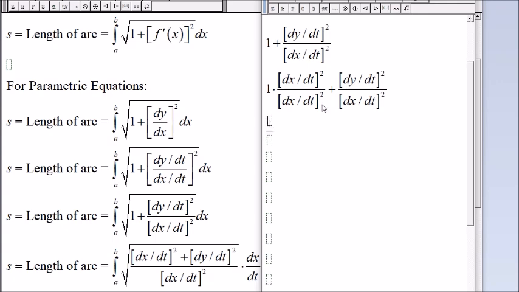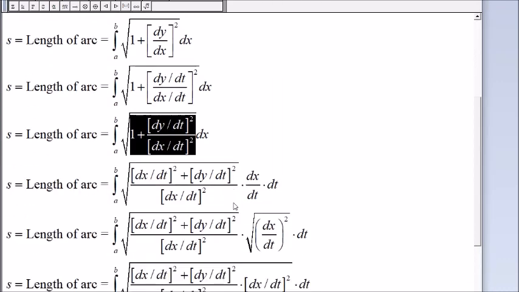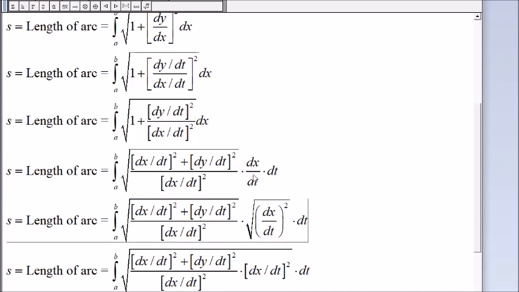But now the common denominator is (dx/dt) squared. And then on the top we have (dx/dt) squared plus (dy/dt) squared. And so that's how we got from here to here. And then dx/dt is the same as the square root of (dx/dt) squared. And so square root of a square, we just get dx/dt.